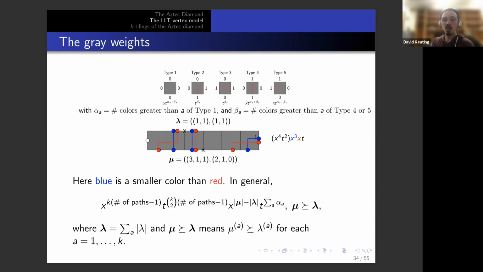And you can work out what the weight of a single row will be. It'll be x to the difference in sizes times some interaction between the colors, and then some factors that only depend on the number of paths. These won't depend on the configuration, they'll just depend on the rank, and we'll just ignore them. So the important bit is that we get the same thing we were getting for the one-color Aztec diamond for each color, plus some interaction term that depends on t.